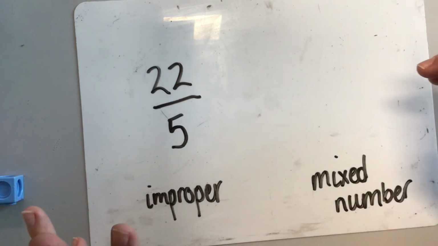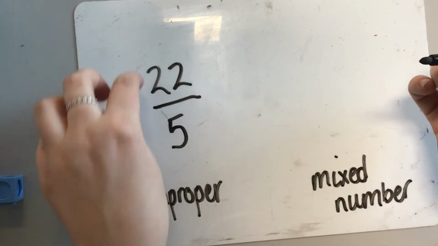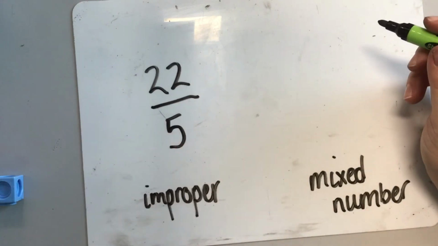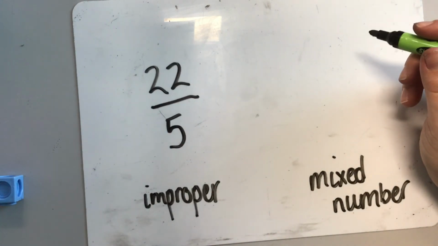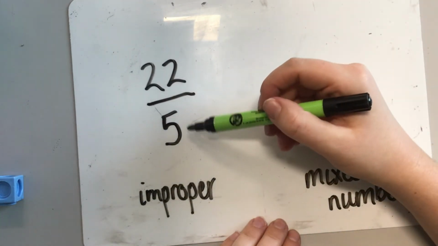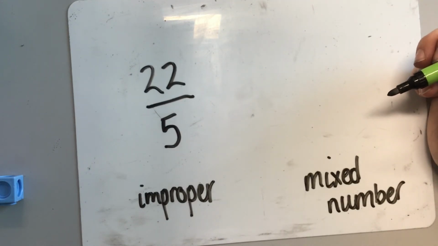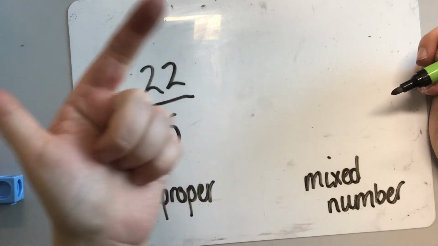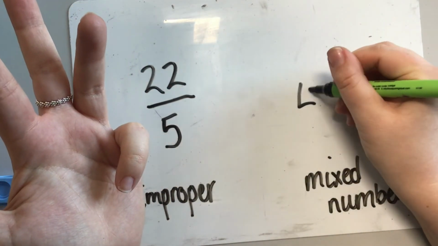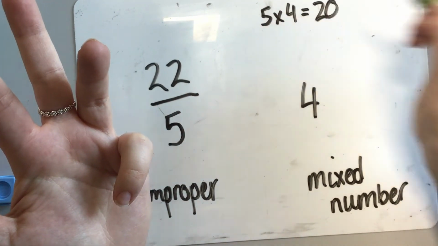Right. I'm not going to use the cubes this time because I think I've shown what you're trying to do when you're converting improper fractions to mixed numbers. I'm going to show you using your mental multiplication facts. If the denominator is 5, you are thinking, how many groups of 5 can I make from 22? Using my 5 times tables, counting up in 5s, 5, 10, 15, 20. I know I can get 4 wholes because 5 times 4 is 20.